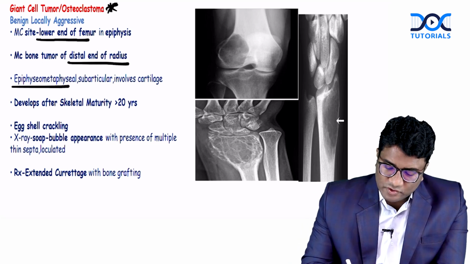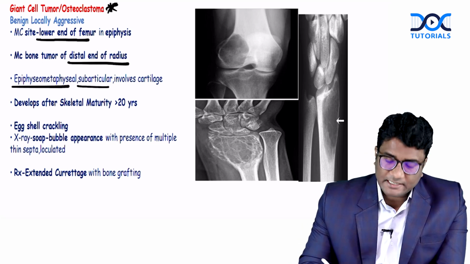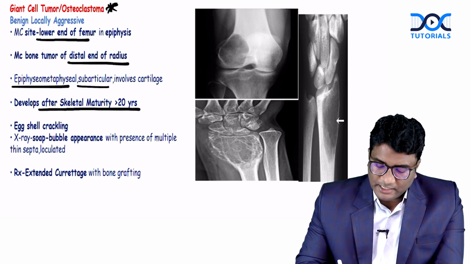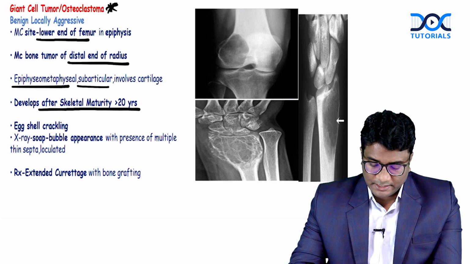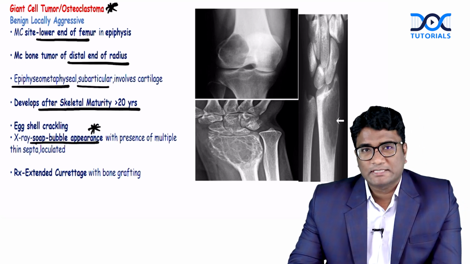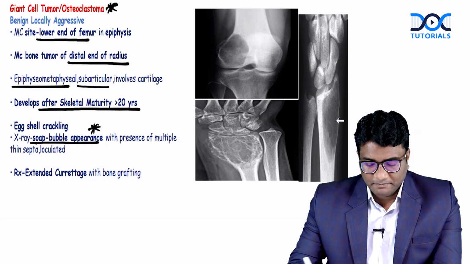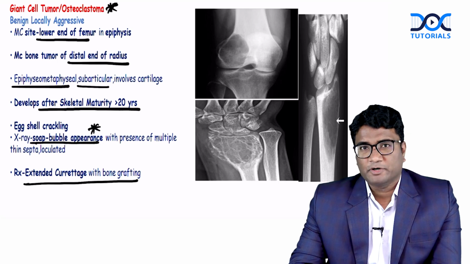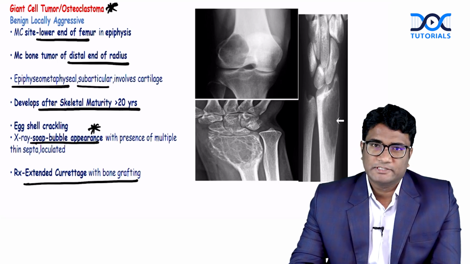It is epiphyseometaphyseal, subarticular, and can involve the joint cartilage. It develops after skeletal maturity, that is in a patient more than 20 years, and shows eggshell crackling. X-ray shows a classic soap bubble appearance, and treatment will be extended curettage with bone grafting. So these are all the important points everybody should know about GCT.